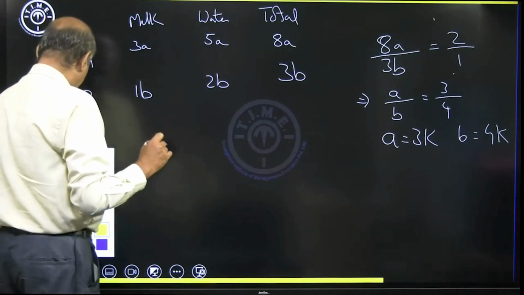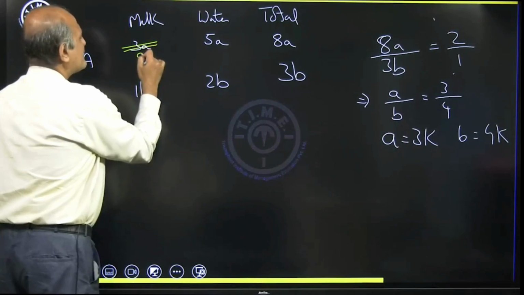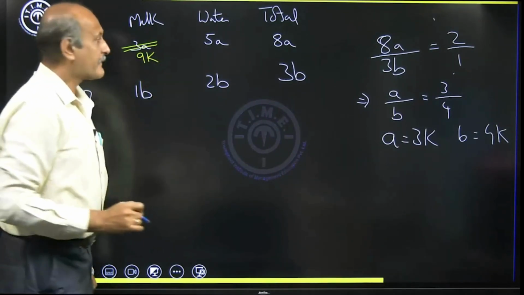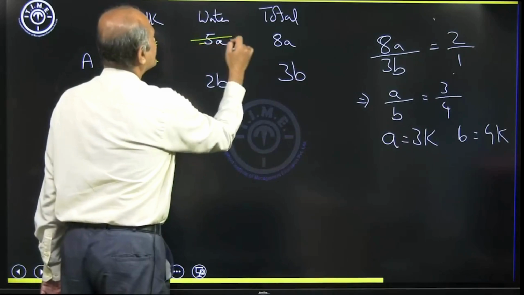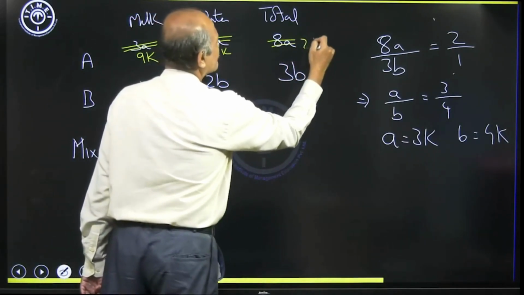If A is equal to 3K, I can tell 3A is equal to how much? It is 9K. A is equal to 3K, so this is equal to how much? It is 15K here, and 3/8 how much is it? It is 24K here.